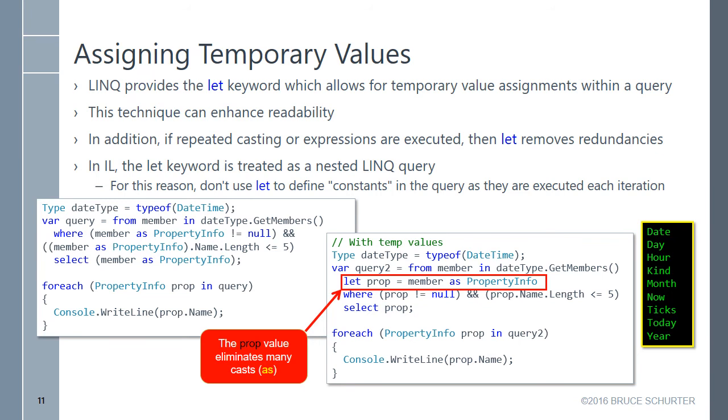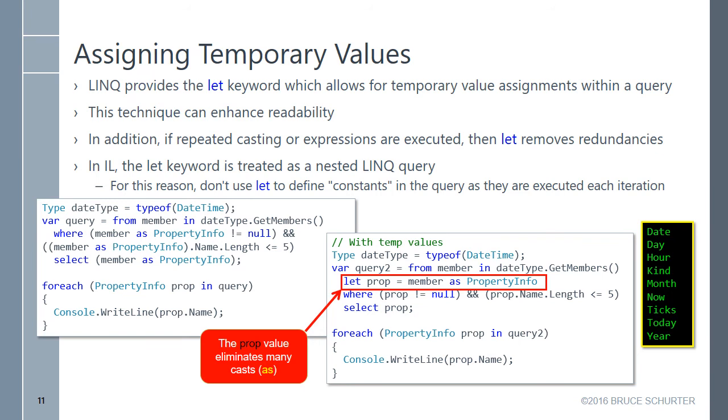Then we say let prop equal to member as PropertyInfo. So that is where we do the cast from the object called member, and we try to cast it as a PropertyInfo. Then, instead of having to repeatedly do that cast over and over again, we can use prop as a substitute. So then we can say where prop is not equal to null and prop.Name.Length is less than or equal to 5. Select prop.